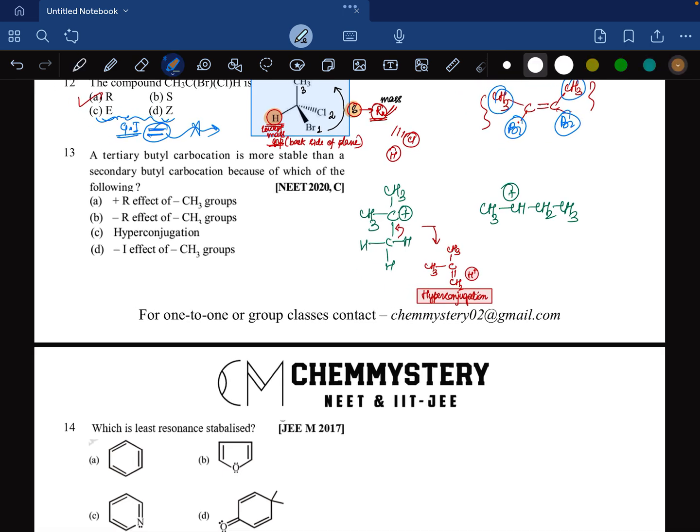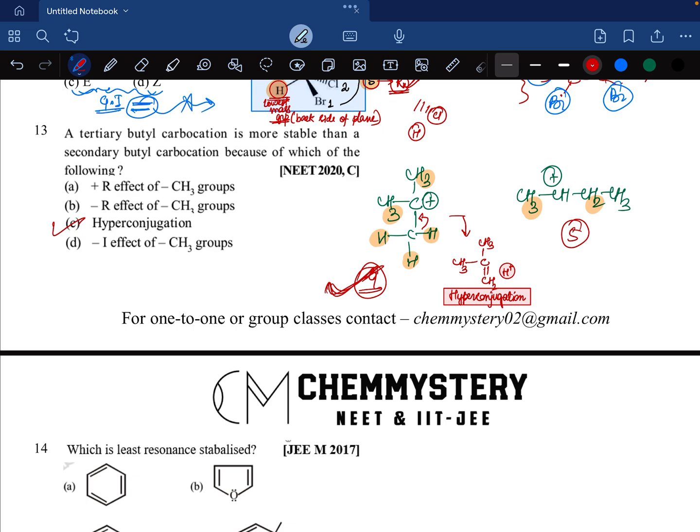How many are present? 1, 2, 3, 4, 5, 6, 7, 8, 9. So how many hyperconjugative structures are possible in the tertiary part? 9 hyperconjugative structures. In the secondary, how many are possible? 3 alpha hydrogens here, 2 alpha hydrogens here, so a total of 5 hyperconjugative structures. We know the more the number of hyperconjugative structures, the more the stability. So the factor working is hyperconjugation. My option will be C, hyperconjugation, for the greater stability of the tertiary butyl carbocation over the secondary butyl carbocation.